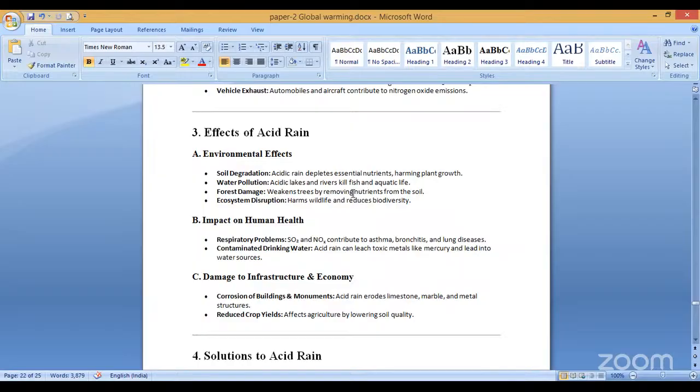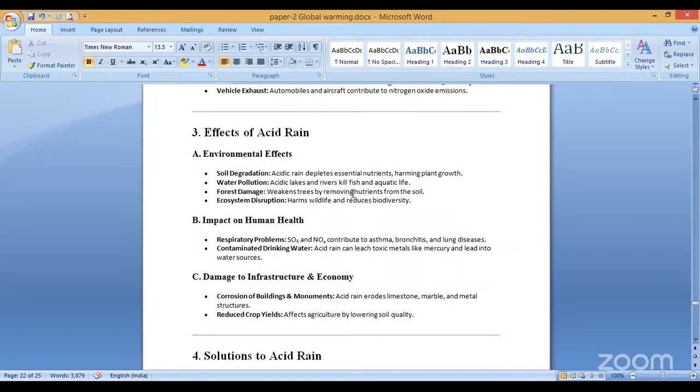Then the next one is forest damage. It weakens trees by removing the nutrients from the soil. Ecosystem destruction harms wildlife and reduces biodiversity. Then coming to the next one, impact on human health.